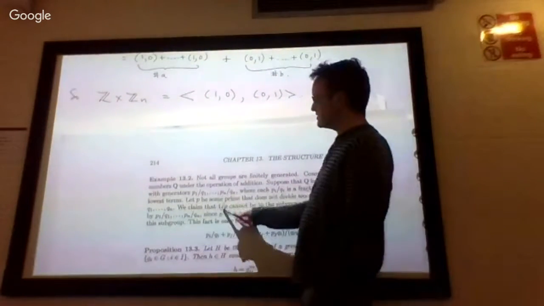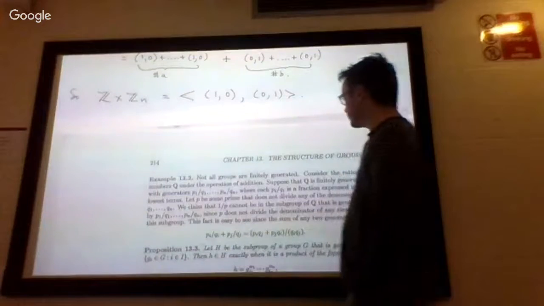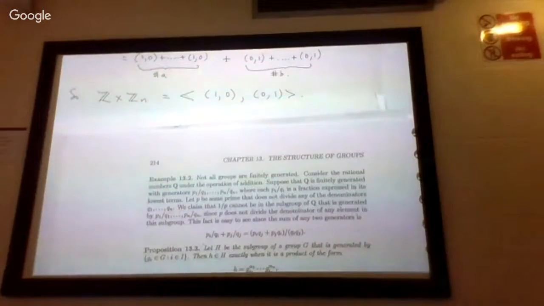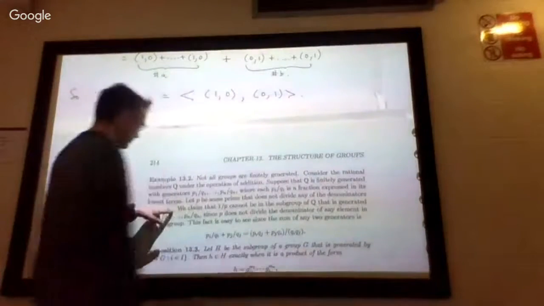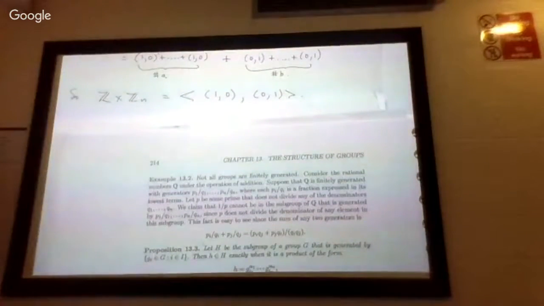We need to consider the rational number 1 over p, where p is some prime number that does not divide any of the denominators q1 through to qn. What we're appealing to here are some facts from number theory. We know there's an infinite number of primes, and we know that you can factorize any number into a product of a certain number of primes.